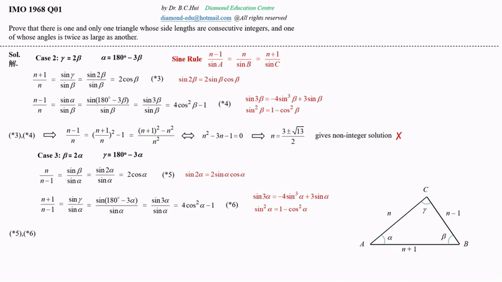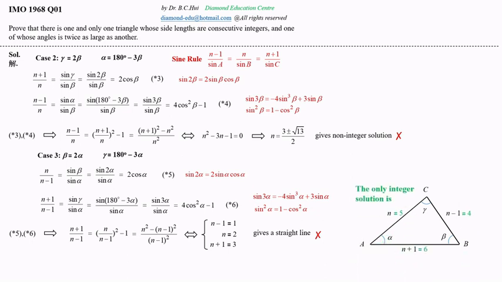Let's put 5 and 6 together. And then we get another quadratic expression in terms of n. If we further simplify, we get n equals 2, n minus 1 equals 1, and n plus 1 equals 3. So this is the case of a straight line, not a triangle. So the only integer solution is n equals 5. The three sides are 4, 5 and 6 respectively. And this is proved.